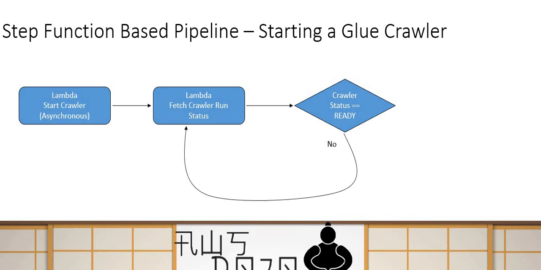Until the time it turns back to ready, you want to keep checking the status, because the crawler has not finished the job. But the moment the status comes back as ready, you know that your crawler has finished the job, and now you can move to the next state. So that's how you can build your business logic.